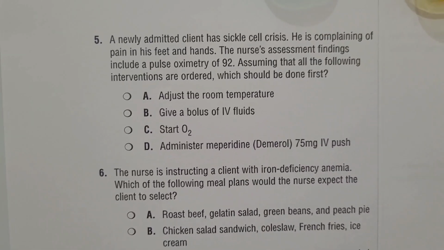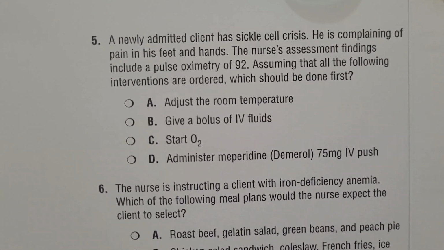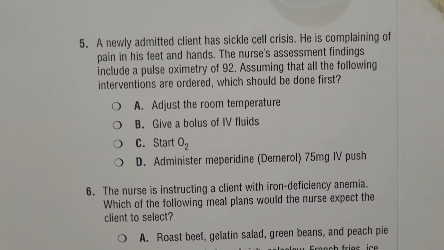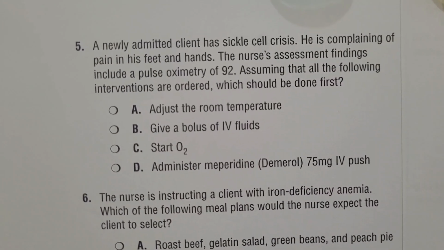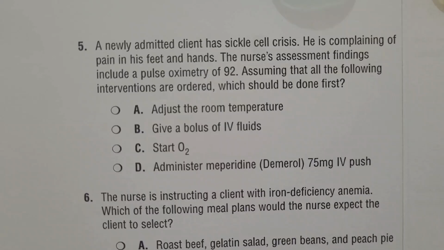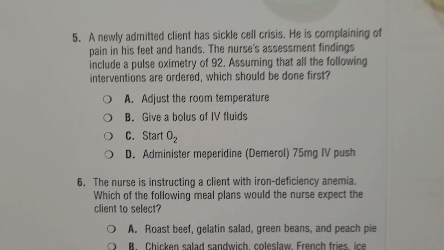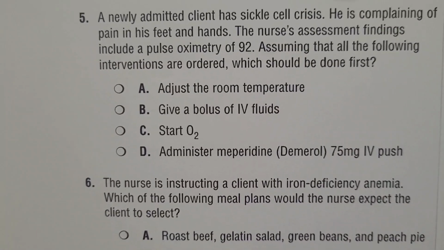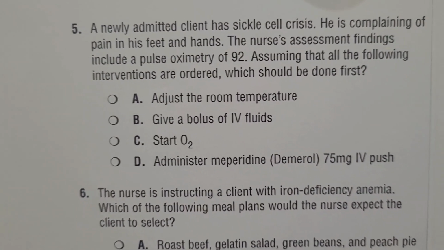Next question, number 5, is also related to sickle cell crisis. A newly admitted client has sickle cell crisis. He is complaining of pain in his feet and hands. The nurse's assessment findings include a pulse oximetry of 92. Assuming that all the following interventions are ordered, which should be done first? Our strategic word is first. The option has prioritization. Which option do we have to select first?